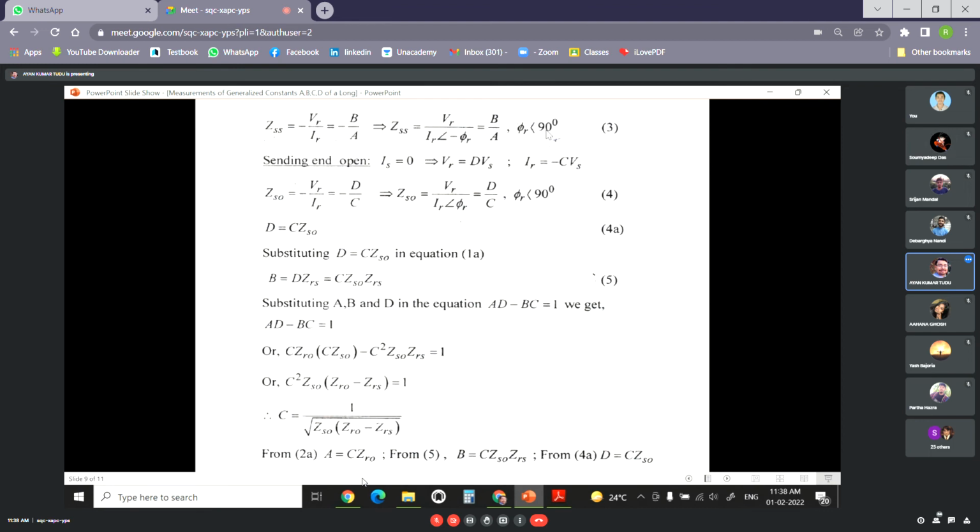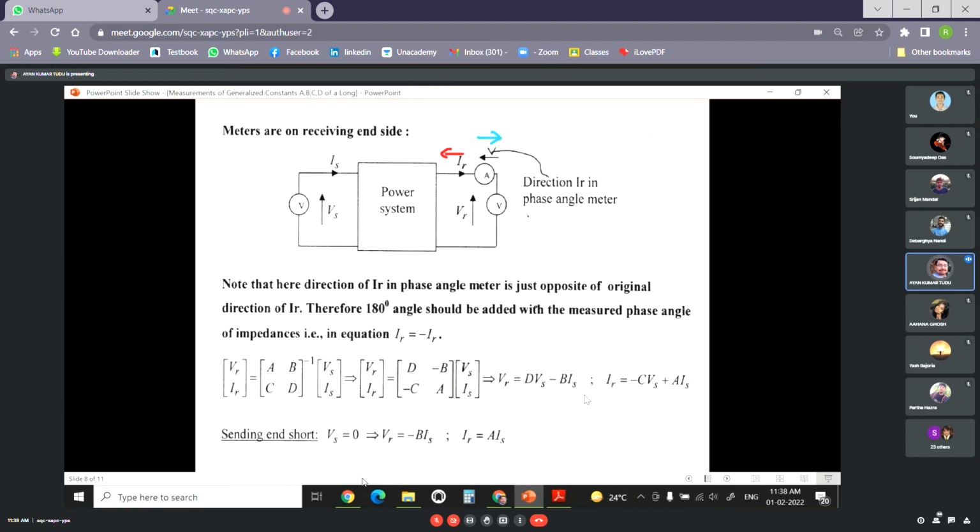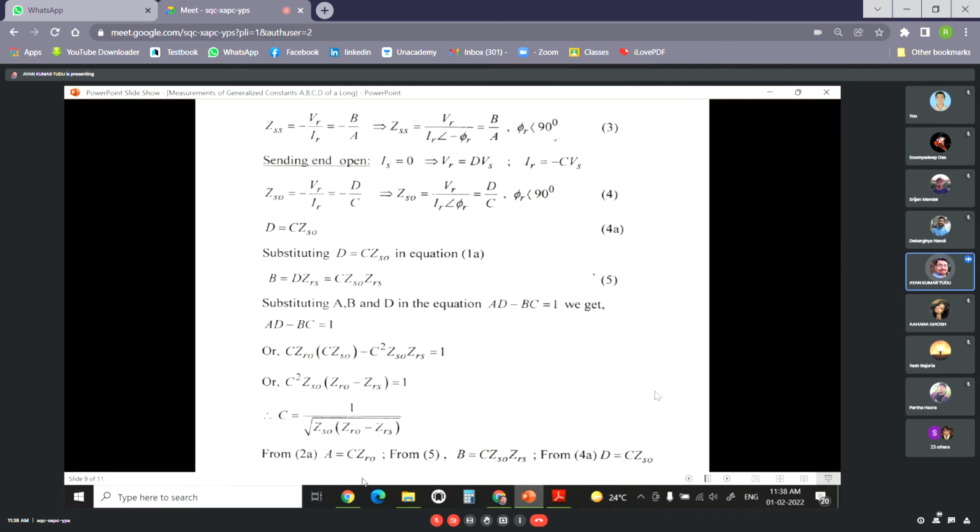Yes, sir. Okay. Now the sending end open. What will happen when we are talking about sending end open? Then IS would be equal to 0. If IS is equal to 0, if we put it in this equation, VR equals dVS and IR equals minus CVS. So for sending end open, we have ZSO equal to minus VR by IR, so it would be minus D by C.